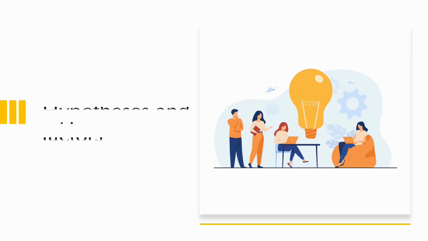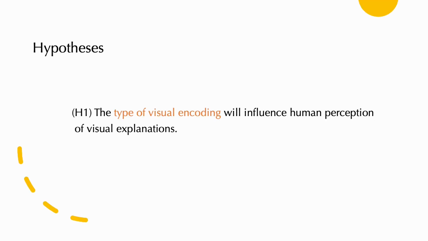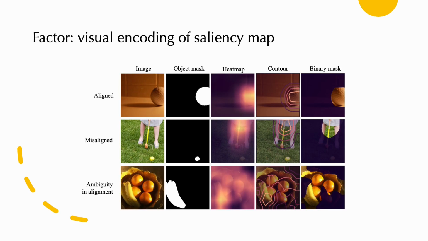To answer this question, we proposed 4 hypotheses that we seek to verify through our user study. These hypotheses are based on the plausible factors we think might influence human perception of the visualization of saliency map. First, the type of visual encoding will influence human perception of visual explanations. As we can see in this figure, for 3 different alignment relationships between the object and the saliency map, we visualize the saliency map in 3 visualization types: binary mask, contour, and heat map.